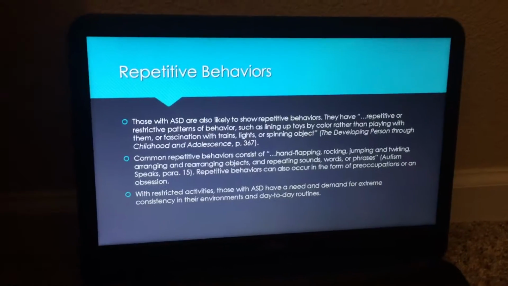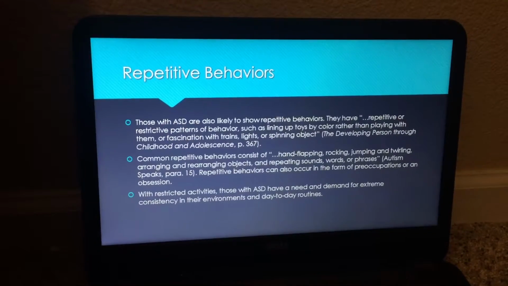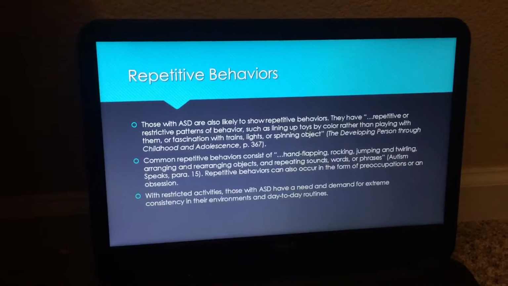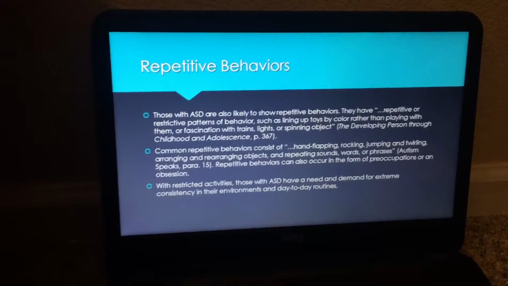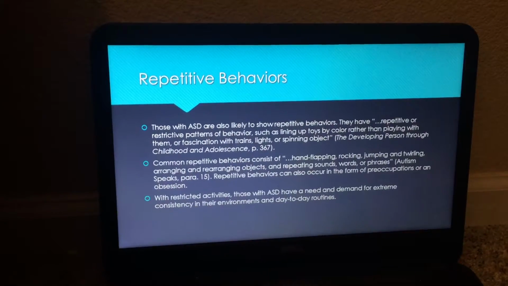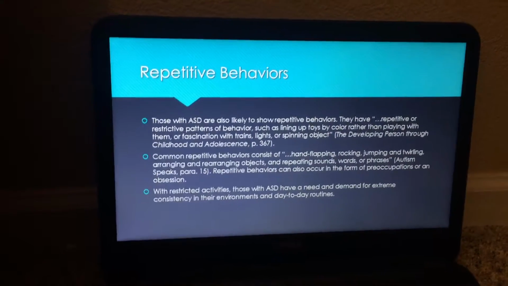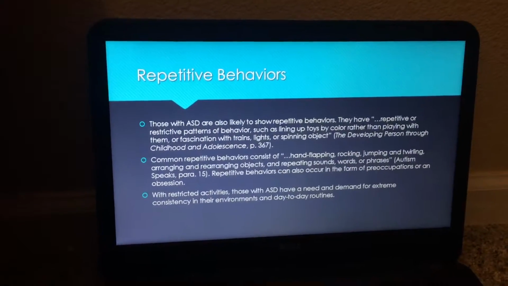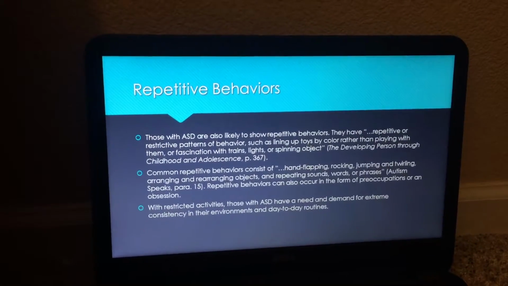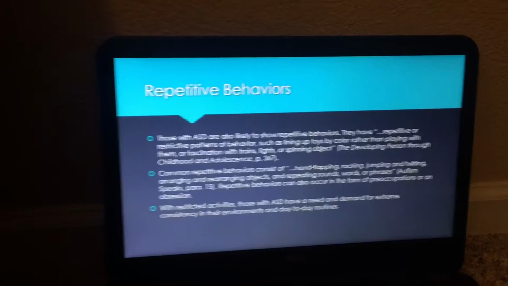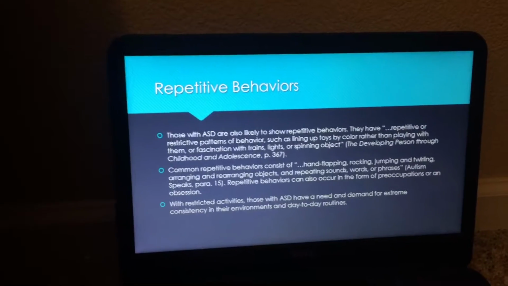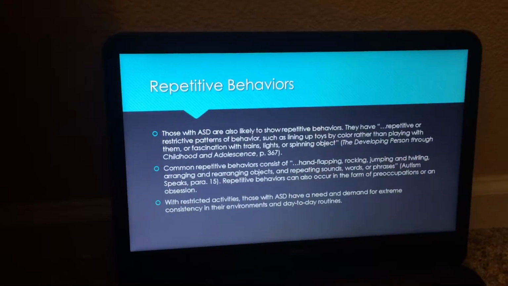Lastly, we have repetitive behaviors. Those with ASD are more than likely to show repetitive behaviors. These include lining up toys by color instead of playing with them, or they may have a fascination with trains, lights, or spinning objects. Common repetitive behaviors consist of hand flapping, rocking, jumping, and twirling, those type of things, which I'm sure you all know that.